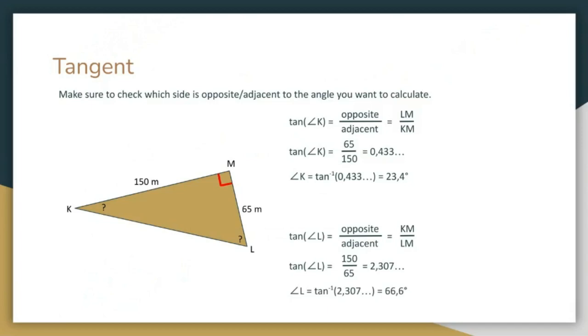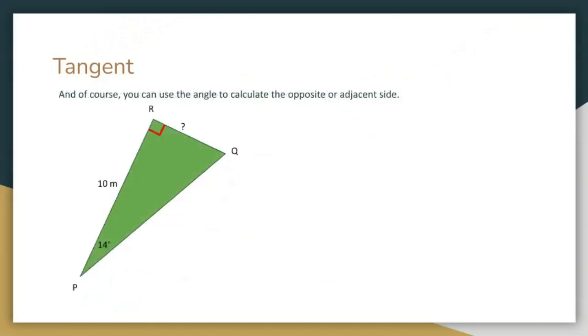Now let's use our knowledge to calculate a side when we already know the angle. Take a look at triangle PQR. We know that angle P is 14 degrees and that side PR is 10 meters. I want to know how long side QR is.